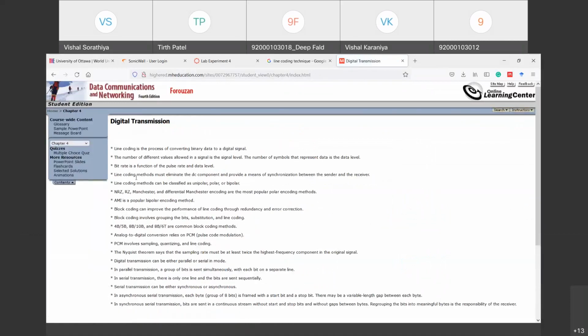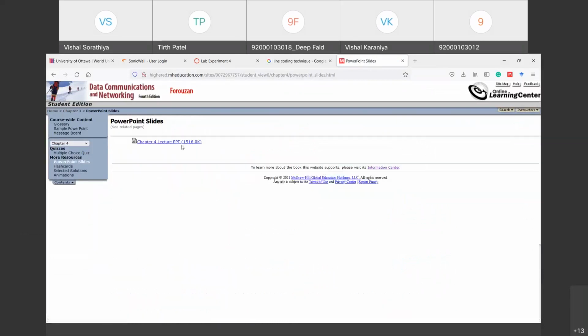It has all the material related to line coding techniques: NRZ, RZ, Manchester. A PowerPoint slide is also given. You can see that PowerPoint slide, and it will tell you what is meant by NRZ and what is meant by RZ. So it will be easy for you to understand. So kindly refer to this PPT, it will be helpful, please.